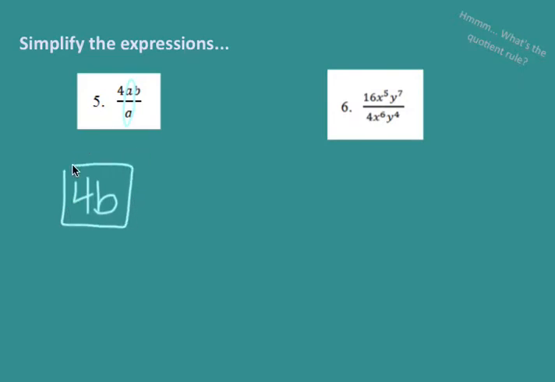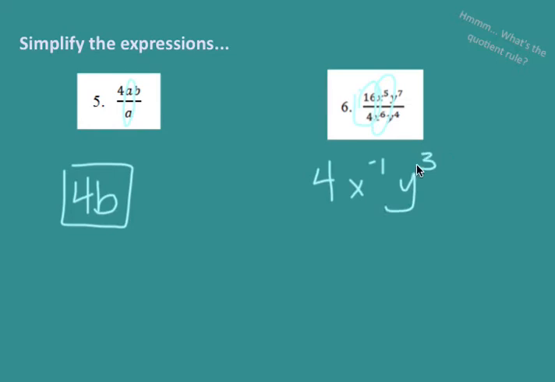Okay, now let's take a look at number 6. So for number 6, we're going to start by doing 16 divided by 4. So 16 divided by 4 is going to give me 4. And then x to the 5th divided by x to the 6th. Well, I'm going to have x to the negative 1 on top. y to the 7th divided by y to the 4th, well, that's going to give me y to the 3rd.